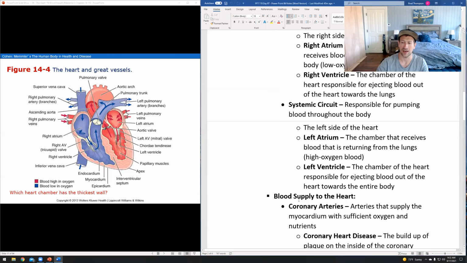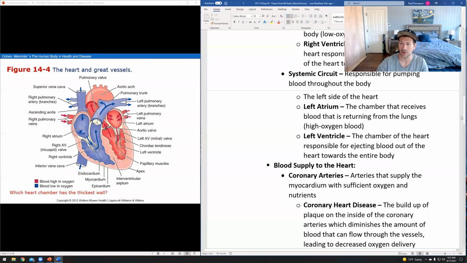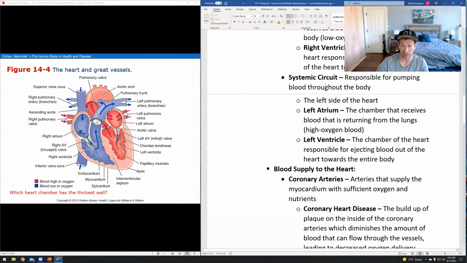Now we're going to change colors. And we're going to start drawing everything in red because we are about to travel through the systemic circuit. And the systemic circuit is responsible for pumping blood to all of the other systems in the body, throughout the rest of your body, right? This is the left side of your heart, which I know is drawn on the right, but again, that's the explanation of where I was at back in college. So that is your systemic circuit right here.